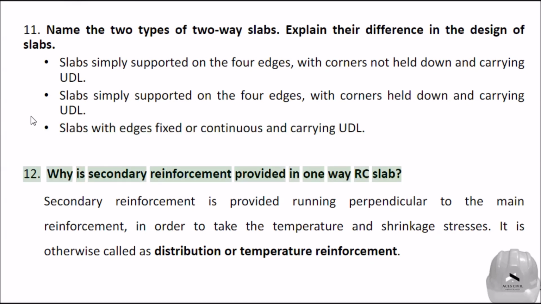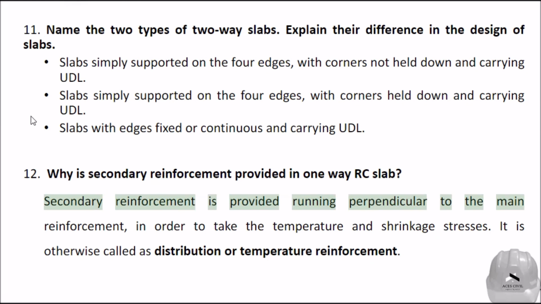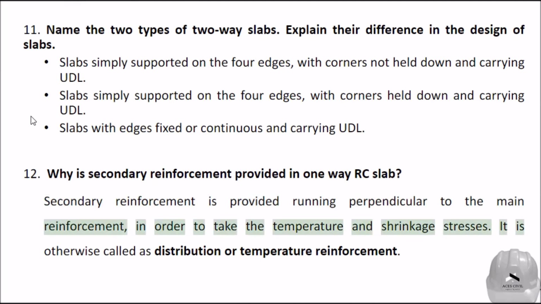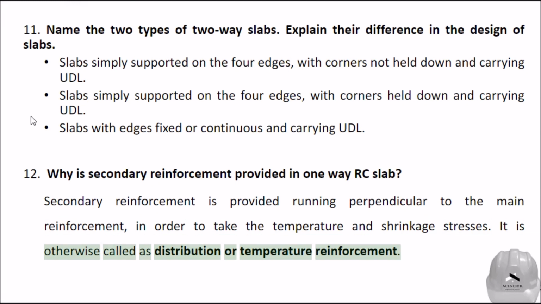Why is secondary reinforcement provided in one-way RC slab? Secondary reinforcement is provided running perpendicular to the main reinforcement, in order to take the temperature and shrinkage stresses. It is otherwise called distribution or temperature reinforcement.